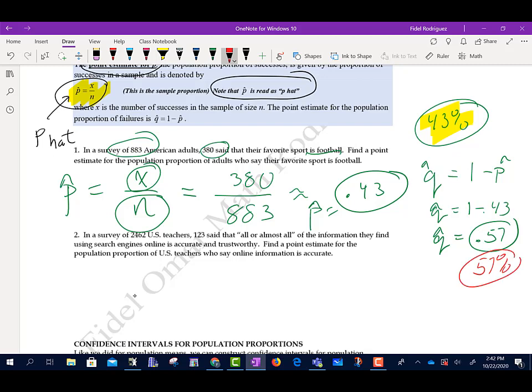If you're watching the news at night and the weatherman tells you there's a 43% chance that we're going to have rain today, that's the same thing as saying there's a 57% chance that it's not going to rain.